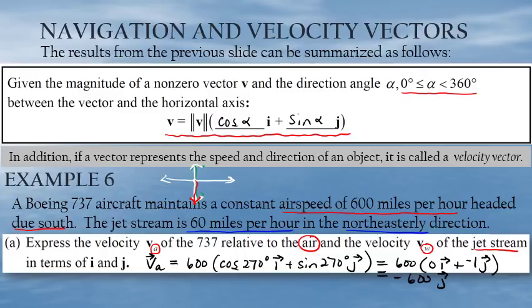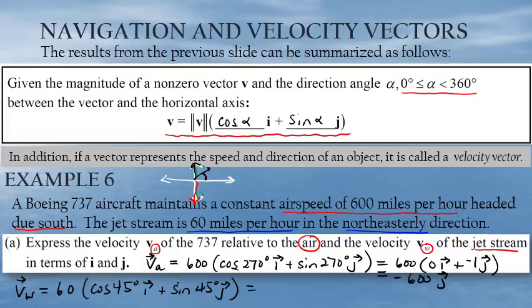And maybe, I think we see that on the jet stream. So let me go ahead and look at that one. V sub w is going to equal, let's see, the magnitude of my jet stream is 60 miles per hour. So 60 times the cosine. Now what's my angle? I'm going north, but a little bit east. So with the positive x-axis, it looks like that's a 45-degree angle. And that's good that we know something about 45-degree angles. Plus the sine is going to be the same thing.